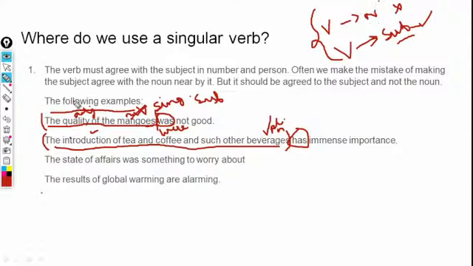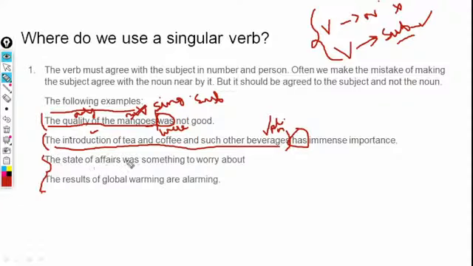Here, these are all nouns. Mangoes, beverages, these are all nouns. Tea, coffee, everything is a noun. But what should we look at? We should look at the subject. Whatever it is, is it plural? Is it singular? If it is singular, obviously singular. The verb must always agree with the subject in number and person. That you have to remember. That you can't ignore. Let's take these two examples which are different.